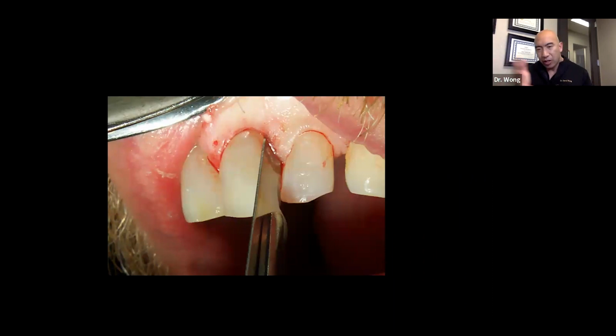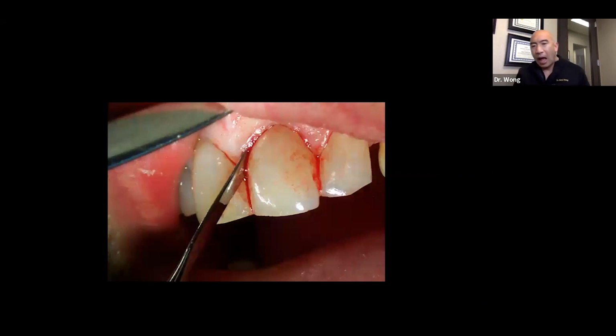What you're going to do is try to create some space in the PDL space so that we can start to get larger instruments in there. After you do that, you're going to use your straight periotome. A periotome is basically like a blade. It's kind of between an elevator and a blade. The blade portion of it is usually like 0.5 millimeter in width and thickness.